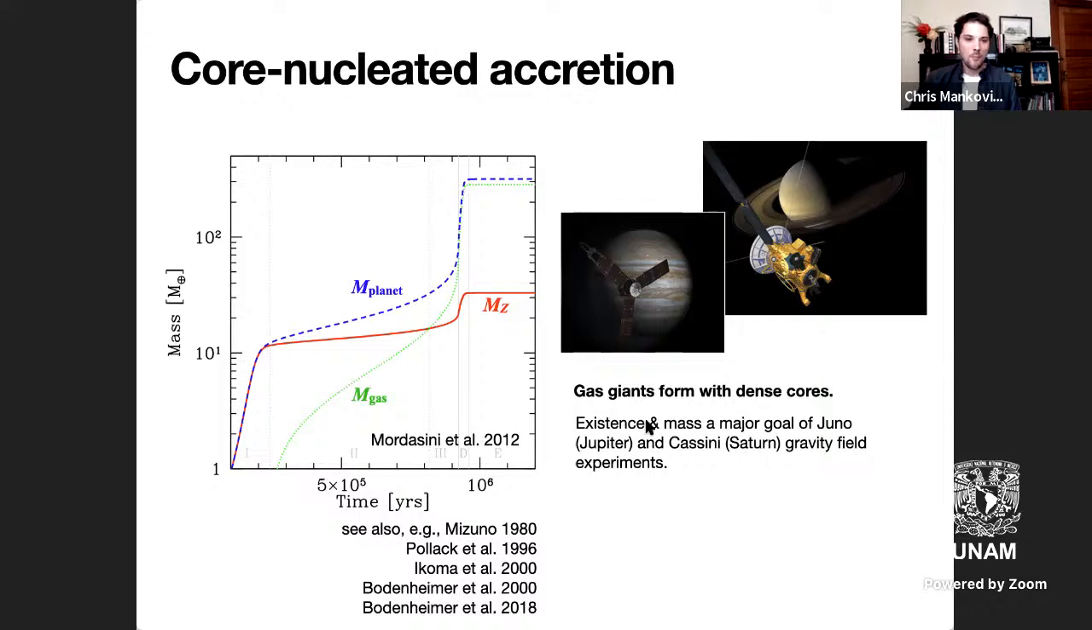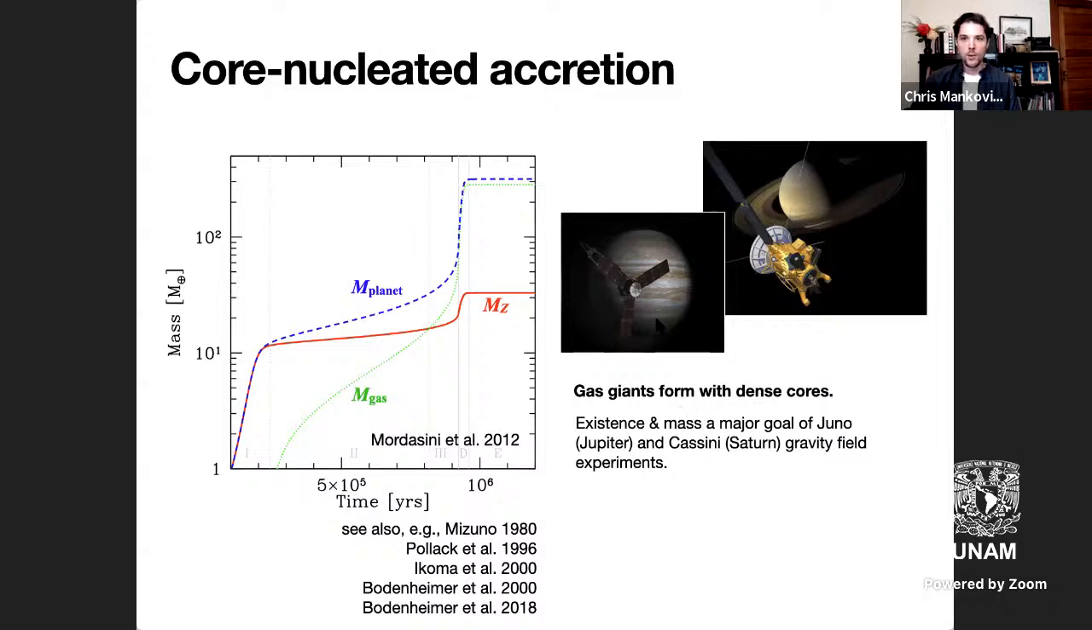So the existence and the mass of cores in our local gas giants, Jupiter and Saturn, was a main mission objective for the Juno mission to Jupiter and the Cassini mission to Saturn. And so you might have heard about this being one of the main points of these missions. Juno and Jupiter is a huge one.